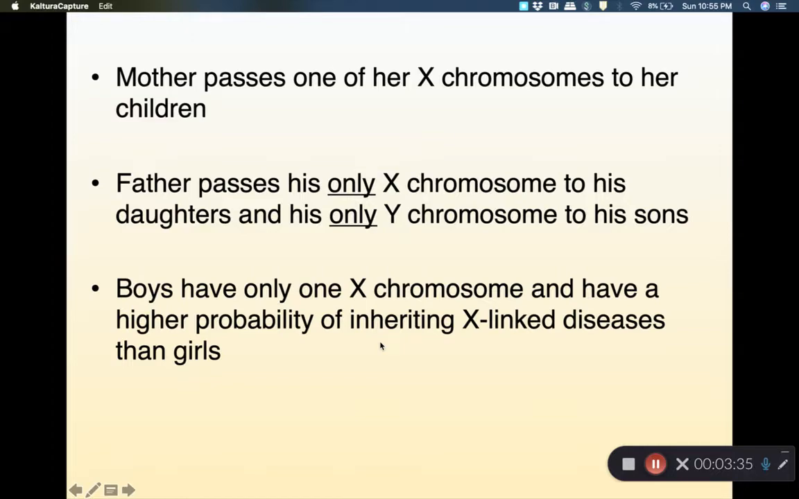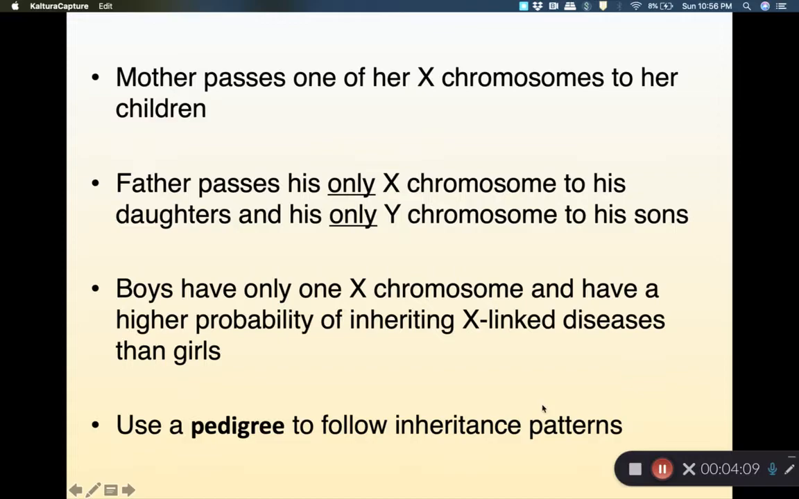So because of this difference between, quote, mothers and fathers, or those that have XX chromosomes and those who have XY chromosomes, we see that boys, or in this case, those who have XY chromosomes, have a higher probability of inheriting X-linked diseases than girls, because again, a girl, in this case quote unquote girl, has two X chromosomes where one X could potentially mask potential errors on the other X chromosome.